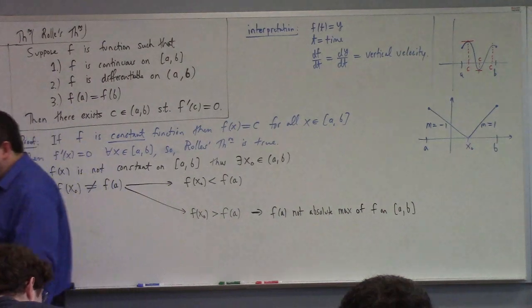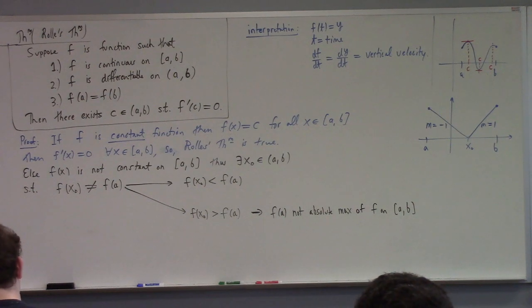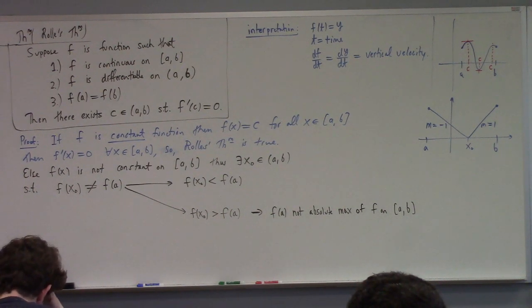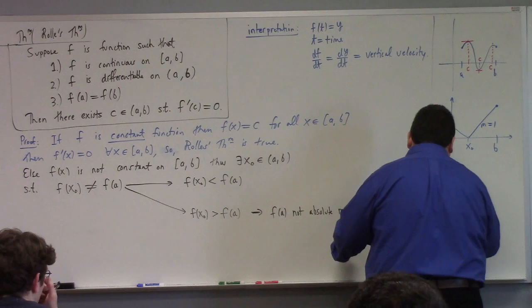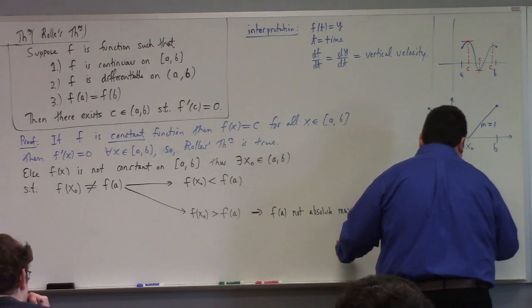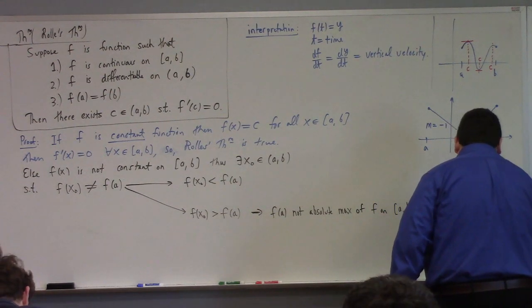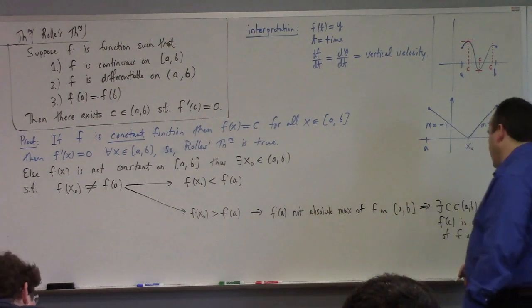So then what? So we deduce that c, an element of (a, b), is the absolute maximum. Which implies that there exists c, an element of (a, b), such that f of c is the absolute maximum of f on [a, b]. And then how does that help us?